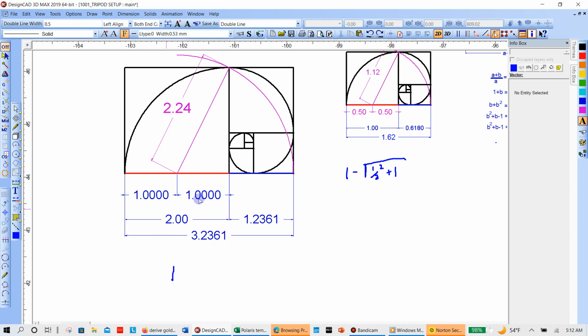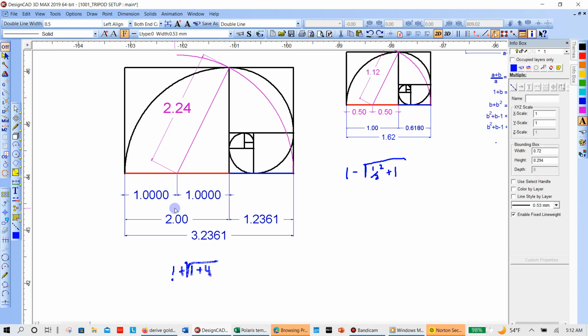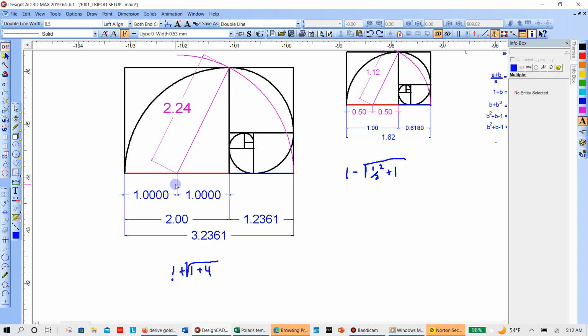So I scaled everything up by 2, so now I have 1. Let's go through the steps. So 1 here plus the square root of 1 squared plus 2 squared. 1 squared is just 1 and 2 squared is 4. And then we have 1 plus this length, and that's what we're looking for. That's the length of that.